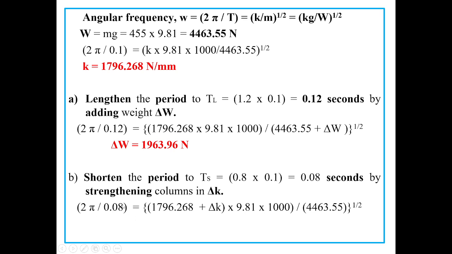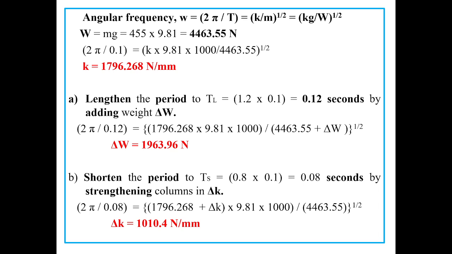Here 2 pi divided by T, T is 0.08 seconds, is equal to, again our K is 1796.268 from here, plus delta K, because now it is not only K, we want to strengthen the columns, both the columns, by increasing the stiffness. So the incremental stiffness is delta K. So instead of K, it becomes K plus delta K into g is 9.81 into 1000 divided by W as it is, that is weight at the top, 4463.55 Newton. So square root of that. So delta K is 1010.4 Newton per mm.